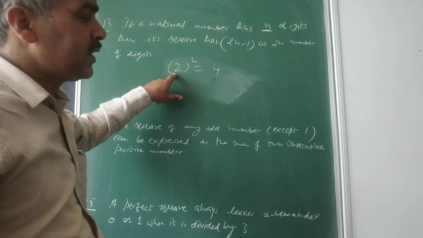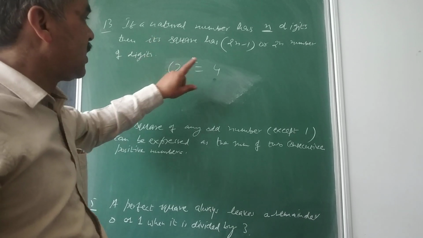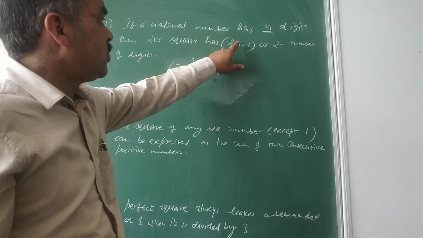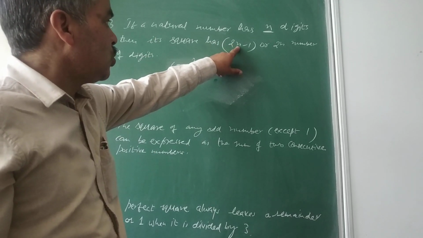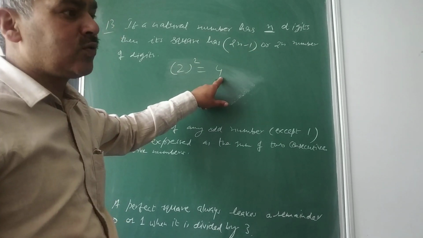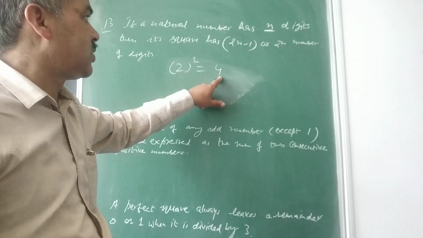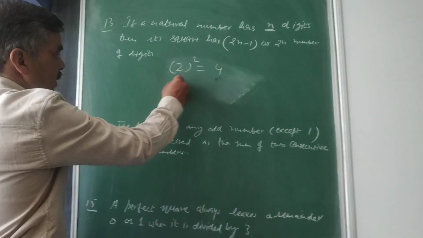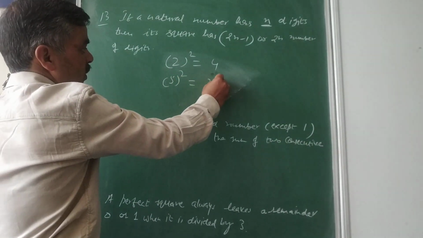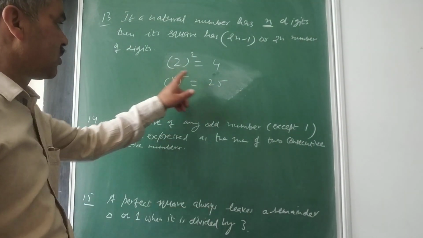So in 2, how many digits are there? 1 digit. So if I put here n equal to 1, 2 into 1 is equal to 2, and 2 minus 1 is equal to 1. So 1 digit will be there in the answer. Suppose I am taking 5. If I take the square of 5, what happens? The result is equal to 25.